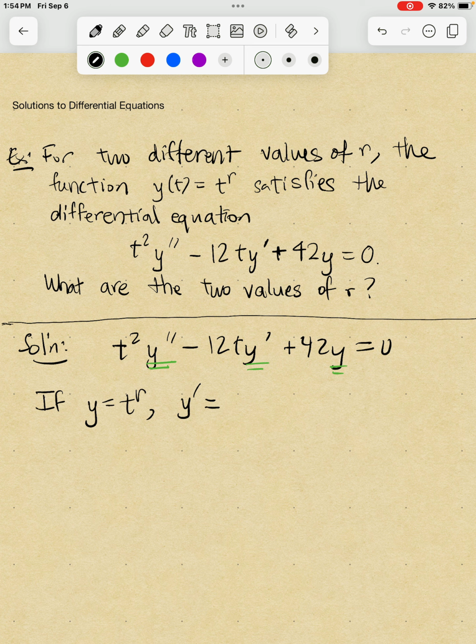Well, if y is t to the r, then the first derivative is what? And we're taking the derivative with respect to t, right? So that's dy dt, and that's equal to r times t to the r minus 1 power, by your Calc 1 facts. And what's the second derivative? You bring the r minus 1 down, so it's r minus 1 times r times t to the r minus 2.